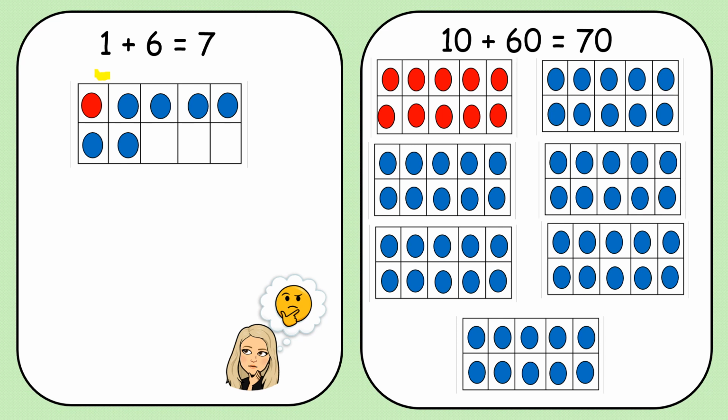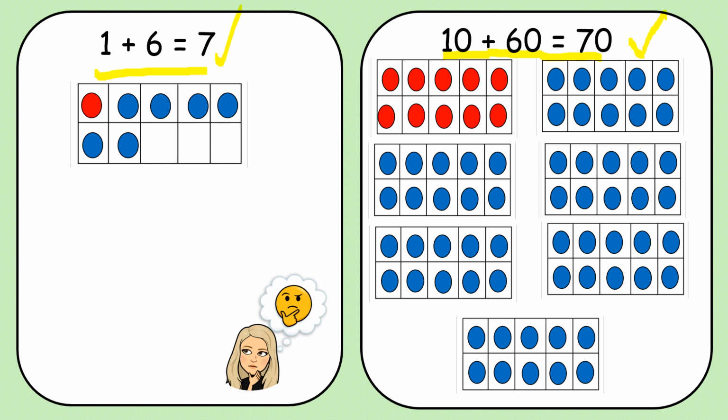Have a look at this number sentence on the left. 1 add 6 is equal to 7. And have a look at the number sentence on the right. 10 add 60 is equal to 70. Have a look at the 10 frames. What do you notice? What do you see? What's the same about this number sentence in this 10 frame? And what's the same about this number sentence in this 10 frame? And what's different? So pause the video now, have a look at the number sentences, have a look at the 10 frames, look out for patterns, and then press play and we'll go through it together.